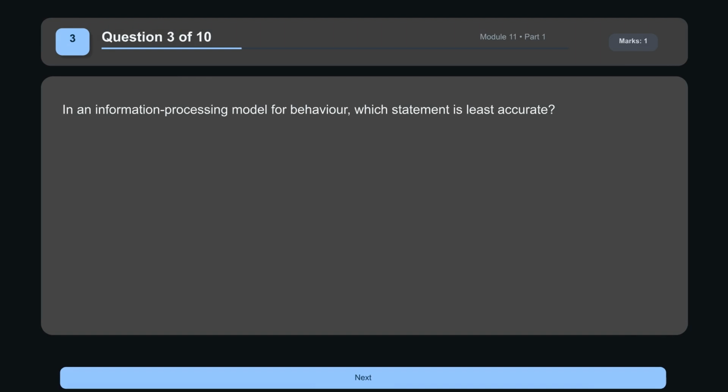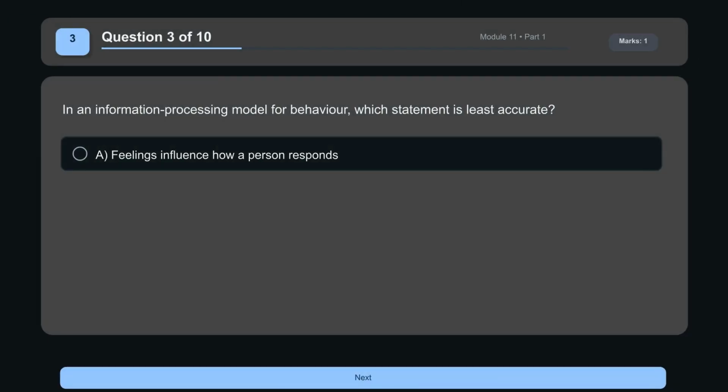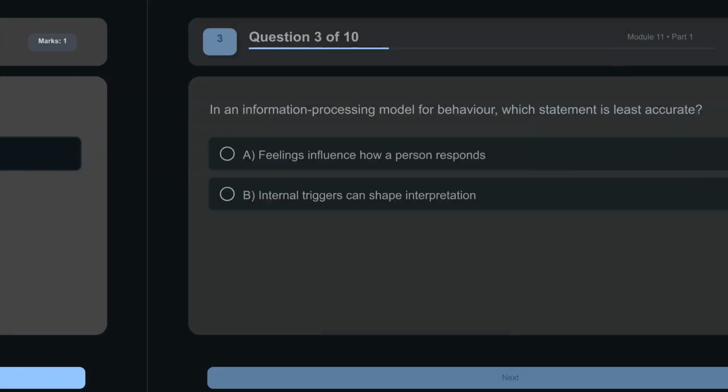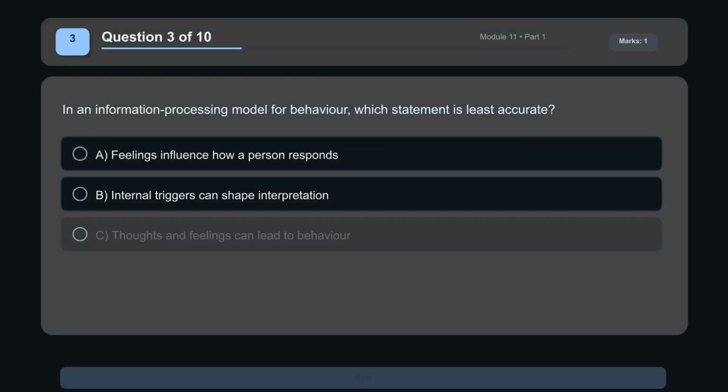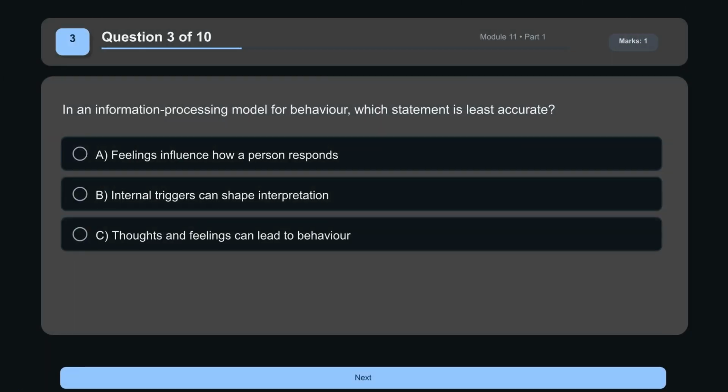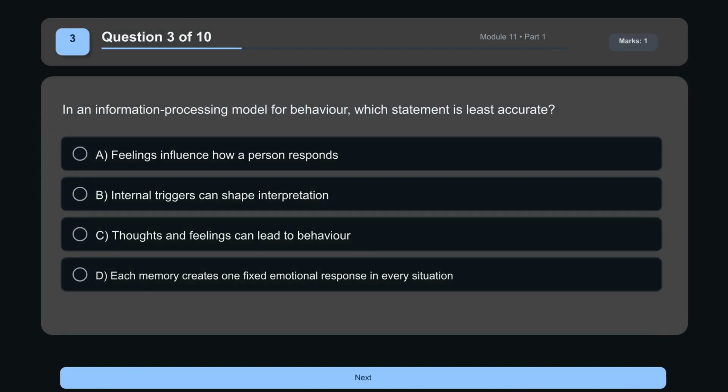Here is question 3. In an information processing model for behavior, which statement is least accurate? Option A, feelings influence how a person responds. Option B, internal triggers can shape interpretation. Option C, thoughts and feelings can lead to behavior. Option D, each memory creates one fixed emotional response in every situation. Take a moment and choose the best answer.